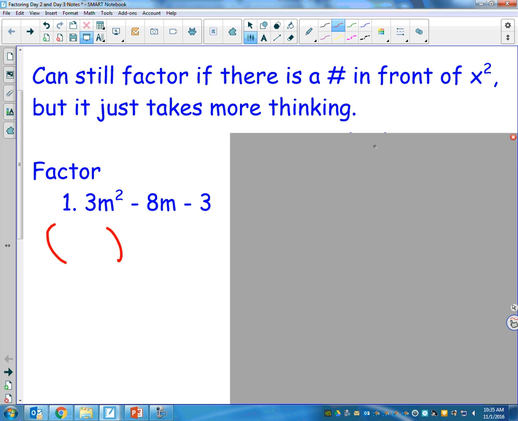You can't just make your two parentheses because it's not all about the 3. The 3 alone doesn't make the 8 in the middle. You have to think about that you have to distribute the number in the front and the number back here. So this is where we do factor by grouping.